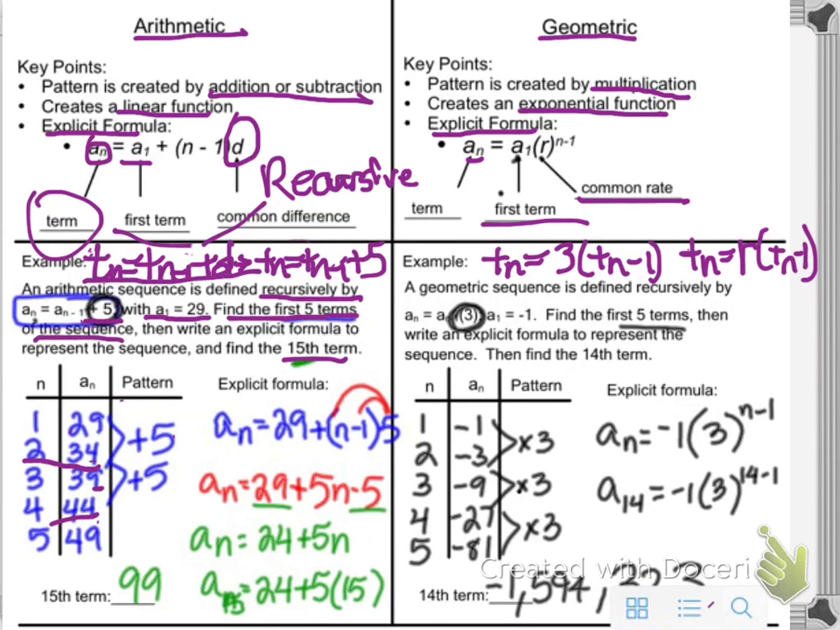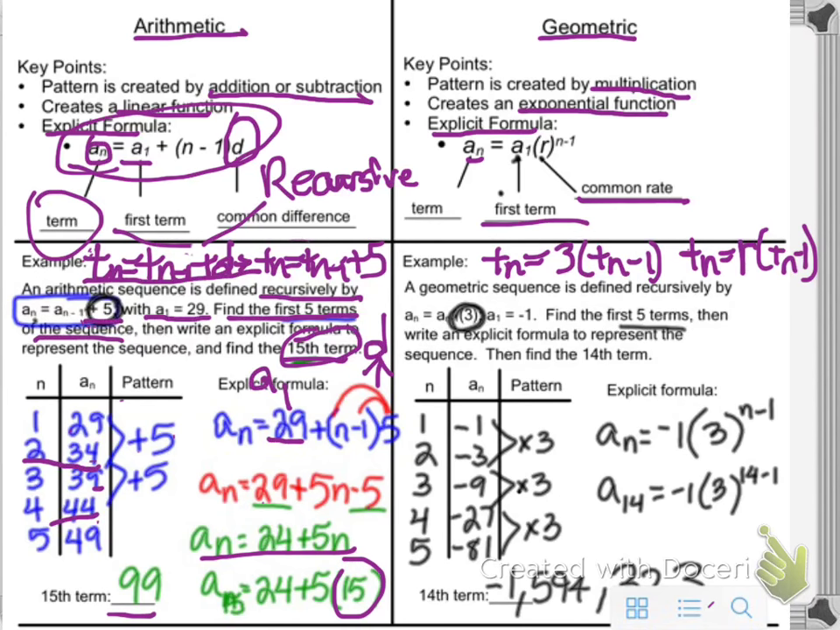Now, using our formula, a sub n equals a sub 1, our first term, plus n minus 1 times the common difference. Plug in 29 for our first term. Plug in 5 for our difference. Distribute. Subtract 5 from 29, I get 24, plus 5n. And I want to find the 15th term, so I plug in 15 right here. 15 times 5 is 75, plus 24 is 99.